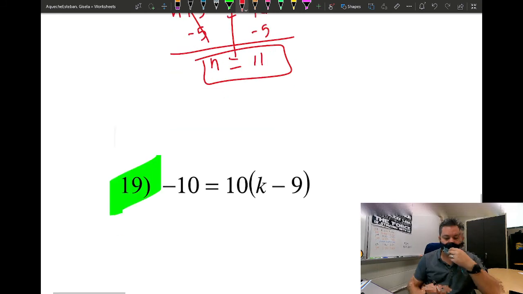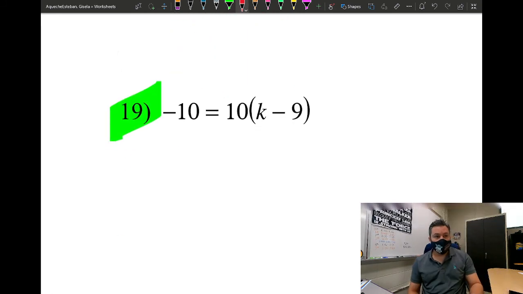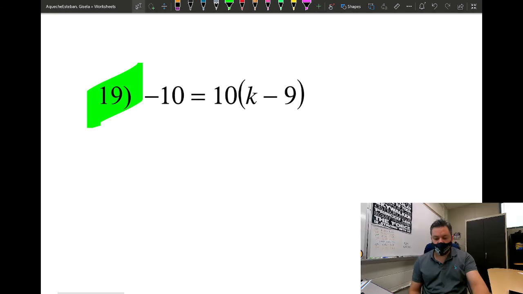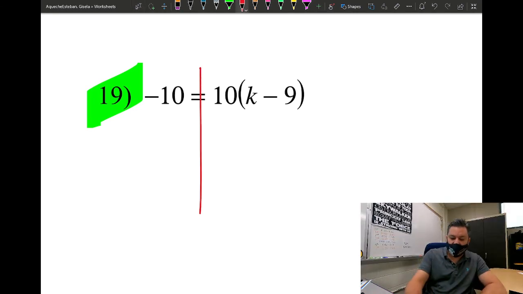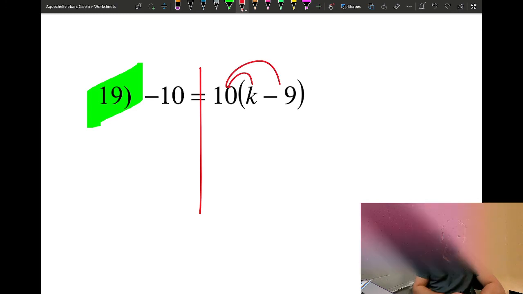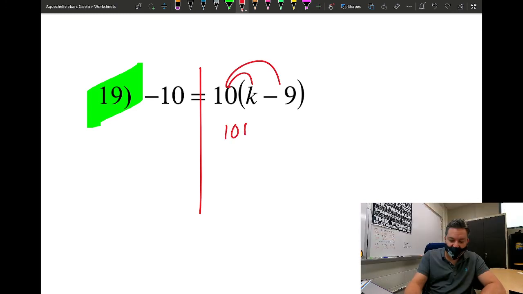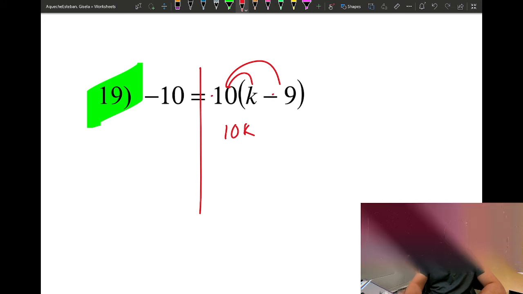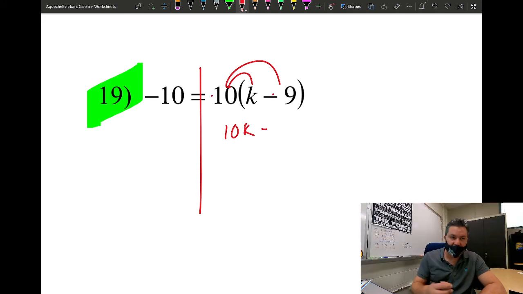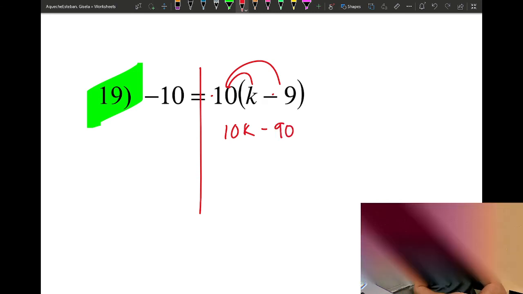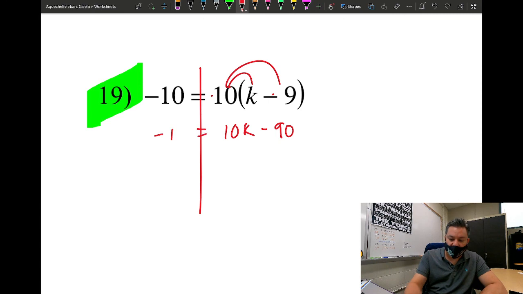The last one. We kind of did another one like this one a little bit ago. So number 19. Again, first step, write your line. We're going to distribute this. 10 times k is just 10k. Then positive and negative makes a negative. 10 times 9 is 90. And then on the other side, you just have negative 10.